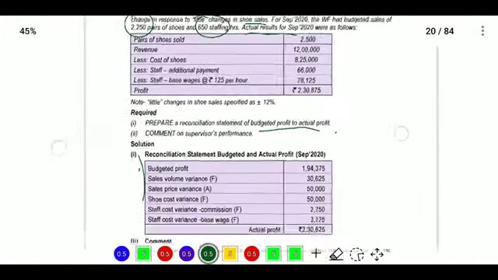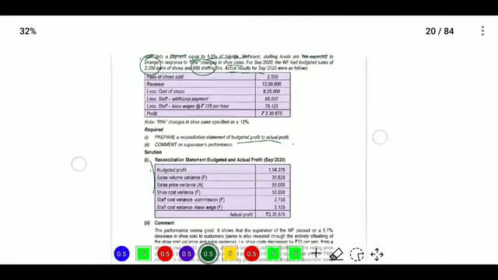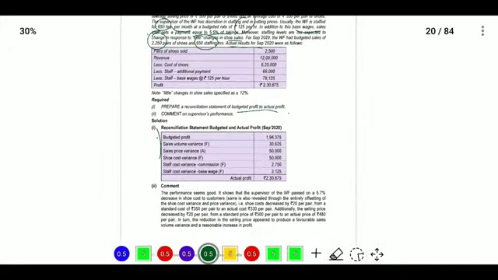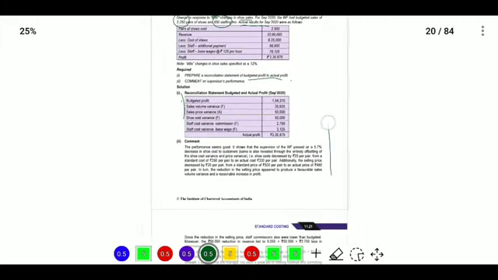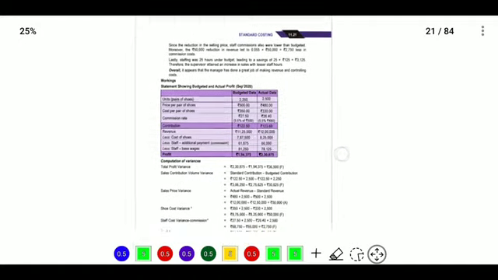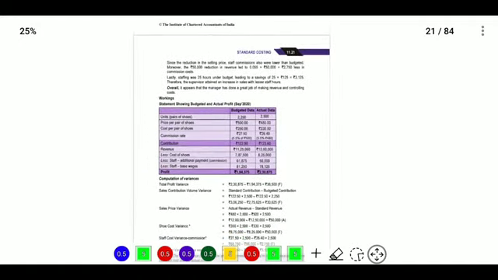Okay, from this we will calculate the reconciliation statement. For the September reconciliation statement, for working, we will see the working first.